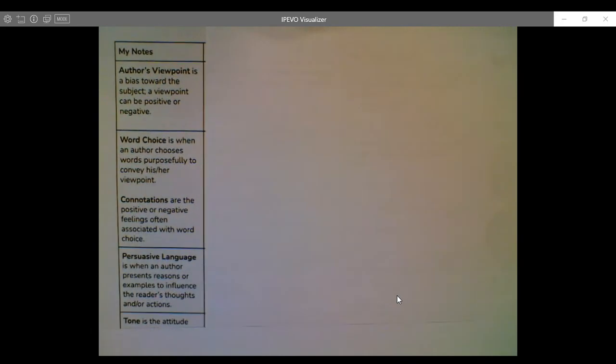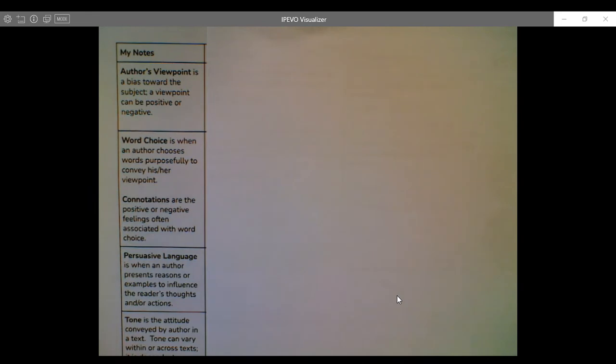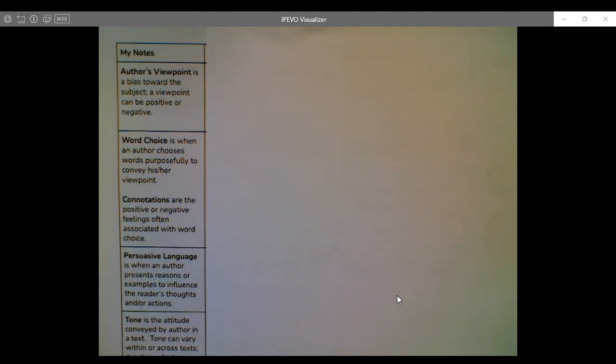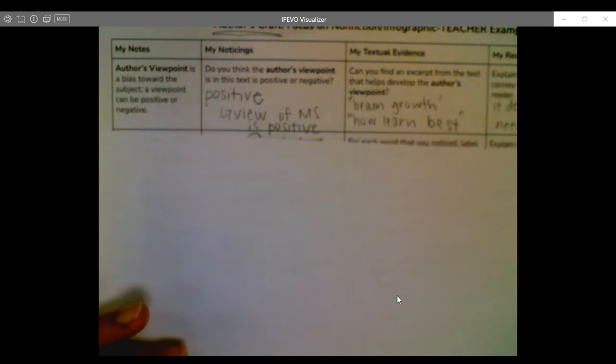All right, tone is the attitude that's conveyed by the author in the text. Tone can vary within or across text depending on the audience. All right, first we're going to talk about author's viewpoint.